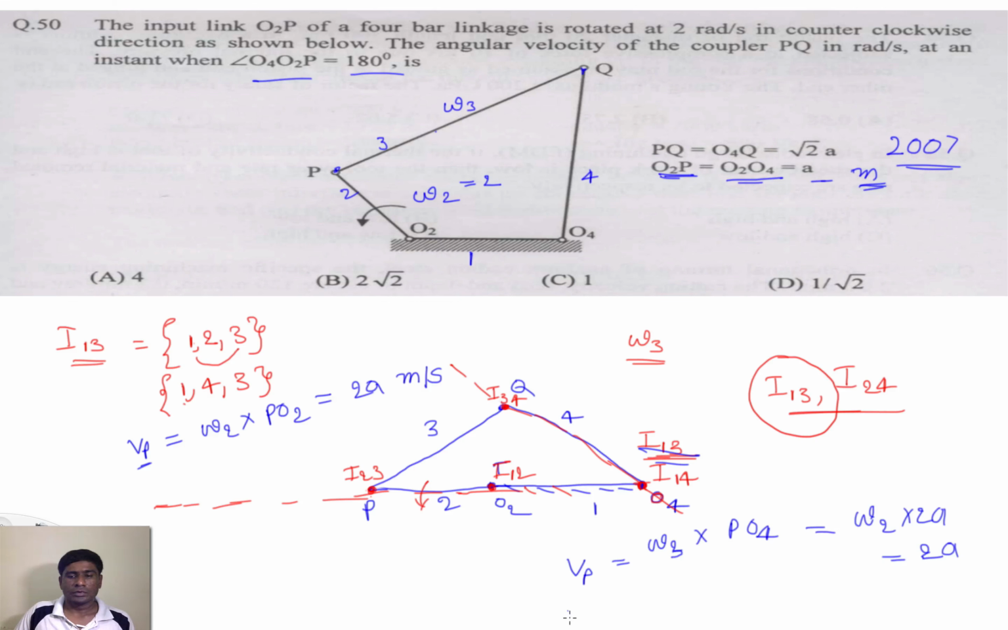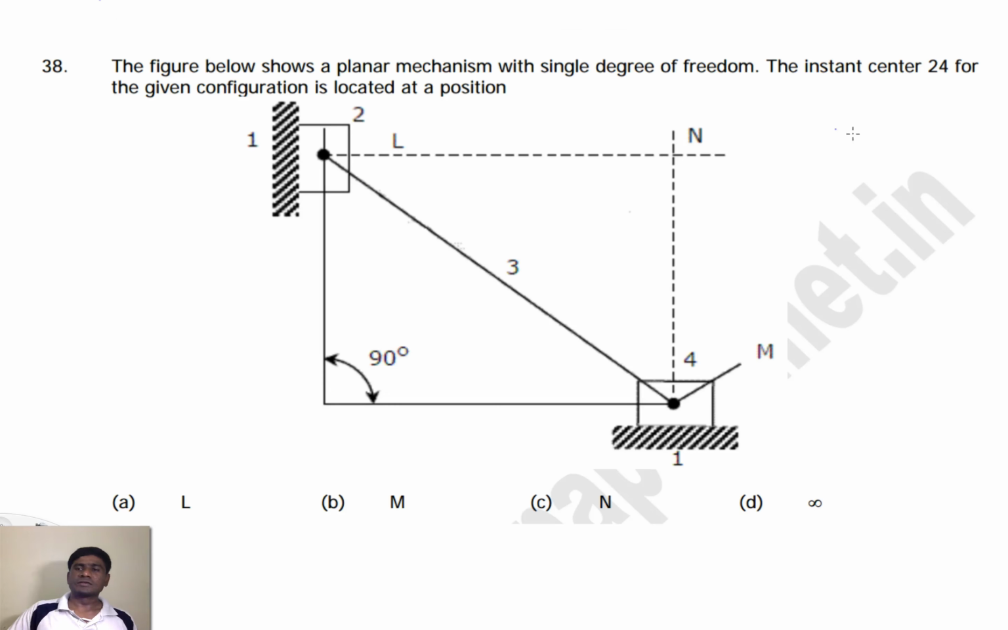So that means if I equate this Vp, omega 3 equal to, so this 2 will get cancelled, A gets cancelled, 1 radian per second. This is our next problem asked in 2004.